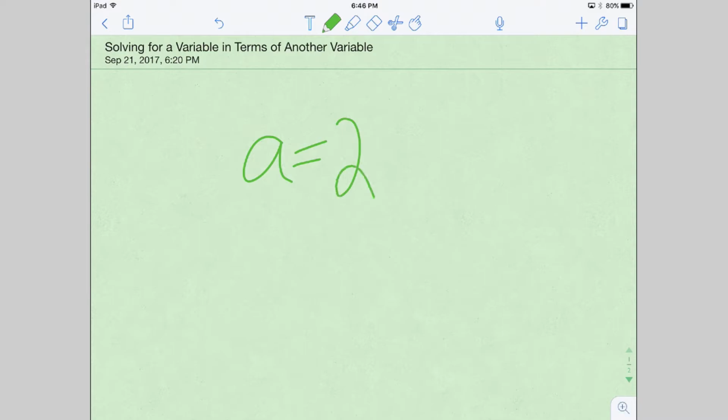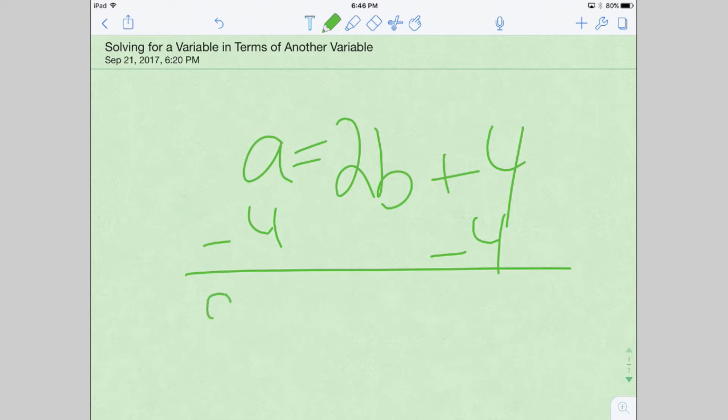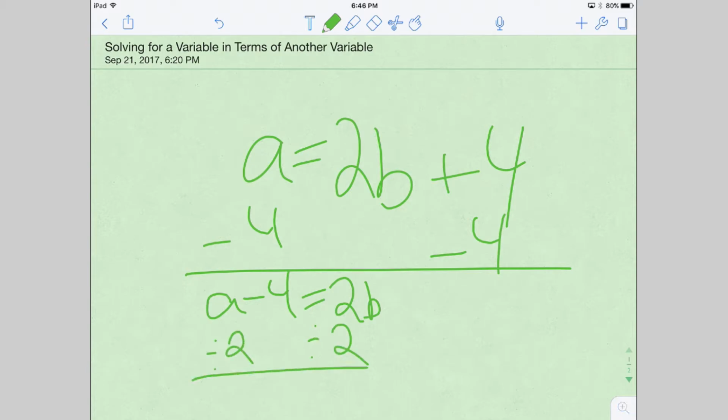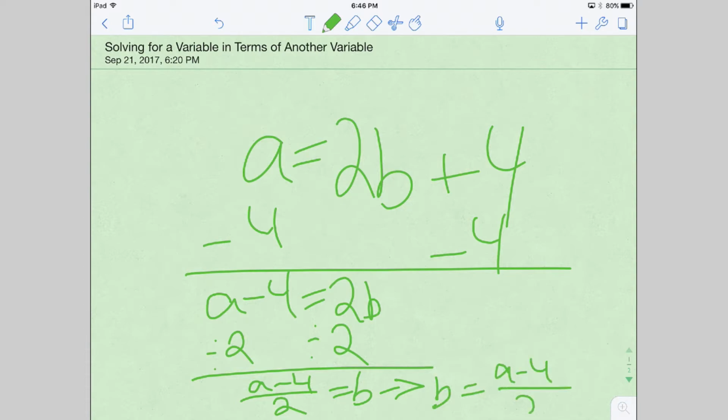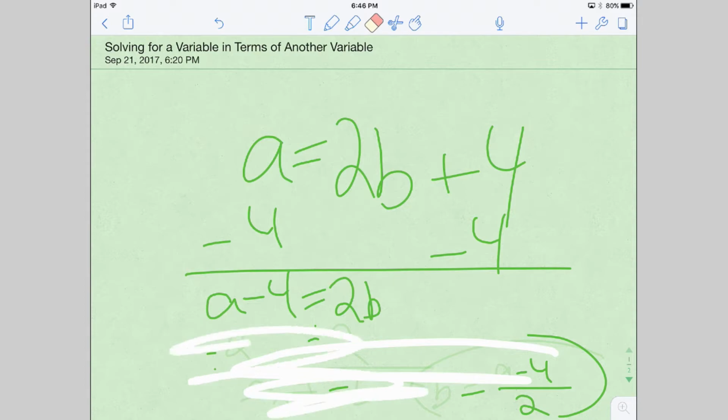Now if we were to have something like this, where a equals 2b plus 4, and you want to solve for b, then you just do it like you normally would again. So subtract 4 from both sides, gives you a minus 4 equals 2b. And then if you divide each side by 2, then you will get that a minus 4 over 2 equals b. Or if you like to write it the other way, b equals a minus 4, the entire thing over 2.